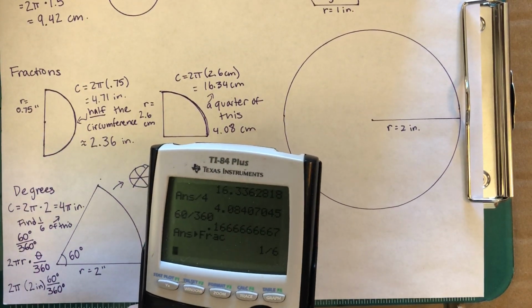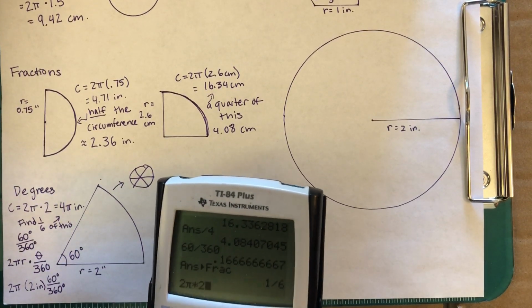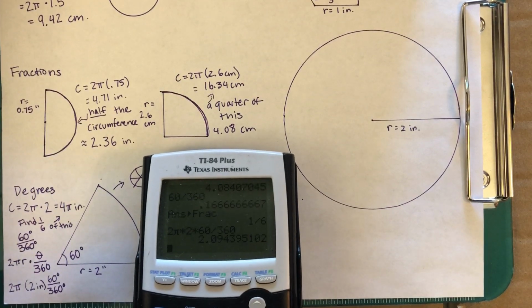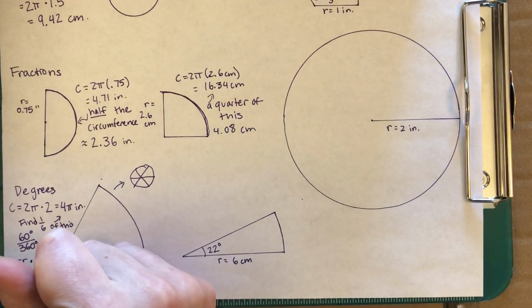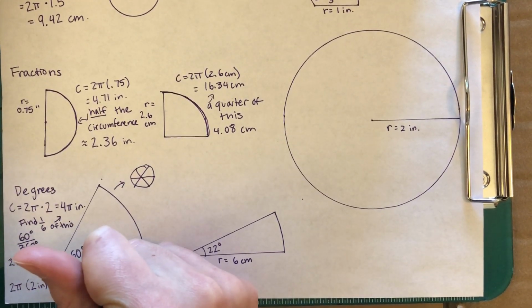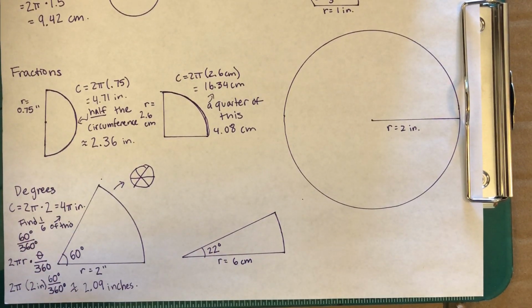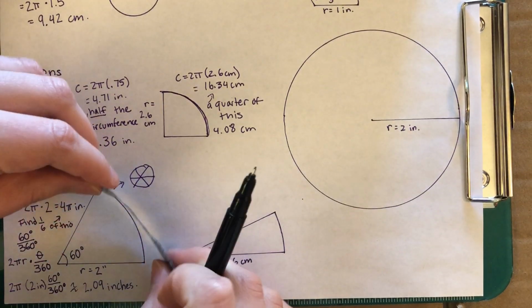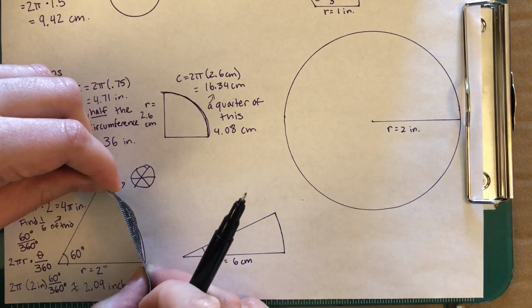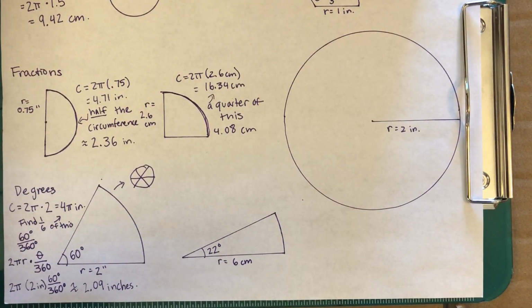Okay, so let's see what we get. I could leave this in terms of pi if I wanted to, but I'll just do 2 pi times 2 times 60 over 360, and I get about 2.09 inches. And if I want to measure this, trying to make the tape follow the circle as best I can, it is a little bit over 2 inches, which should make sense.